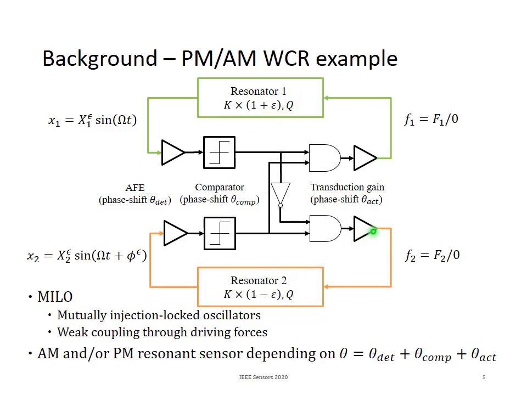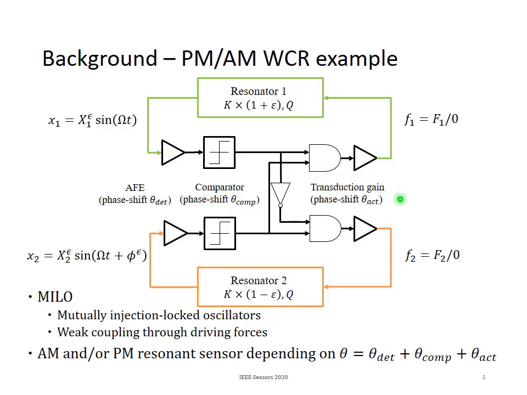So you have the two resonators here and some transduction blocks, triangles, and a digital mixer which enforces the coupling between the resonators. The determining parameter of this architecture is the phase shift theta, which is a compound parameter consisting of the delay of the detection block, the delay of the comparator, and the delay of the actuation block.